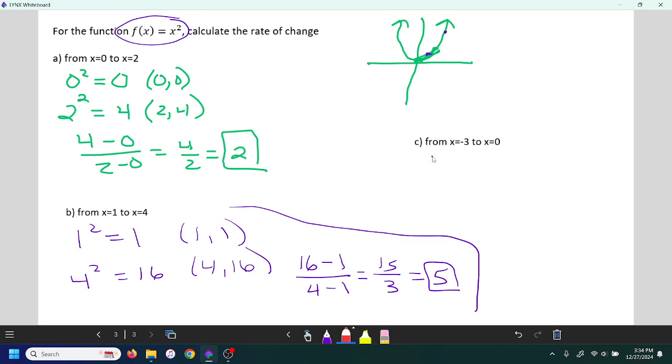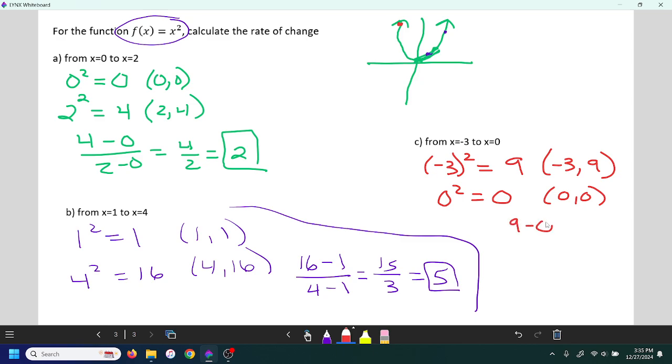So when x is -3, then the function value is 9. So we have the point -3, 9 over here somewhere. And then we have the point 0, 0 again. So we're going to subtract the y values and subtract the x values. And we get -3 for the average rate of change on that interval.